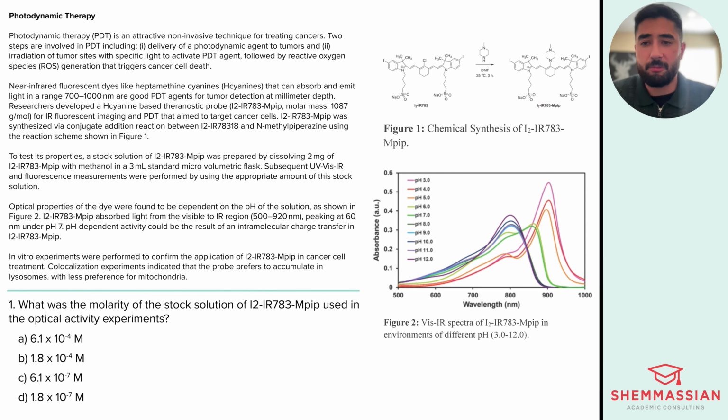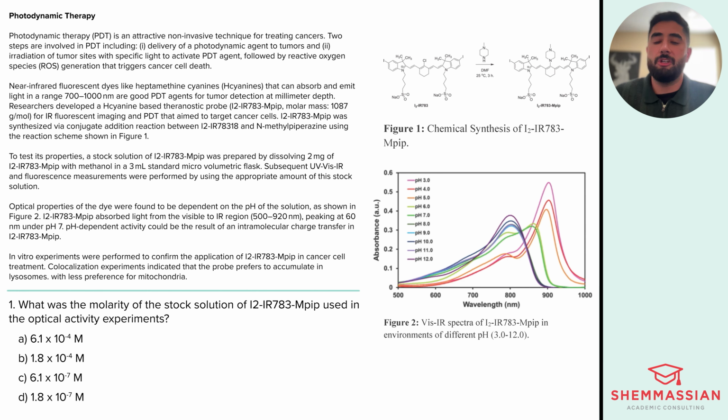So when we're doing these questions, what are the keywords here? In this question, I would say it would be molarity, stock solution, MPIP, and optical activity experiments. The reason this is important is because if we're looking for molarity, we know what units those should be. How do we calculate molarity, right? So we should know that. We should also know that stock solution and optical activity, specifically of MPIP, referred to a very specific paragraph. That paragraph was going to be paragraph 3.